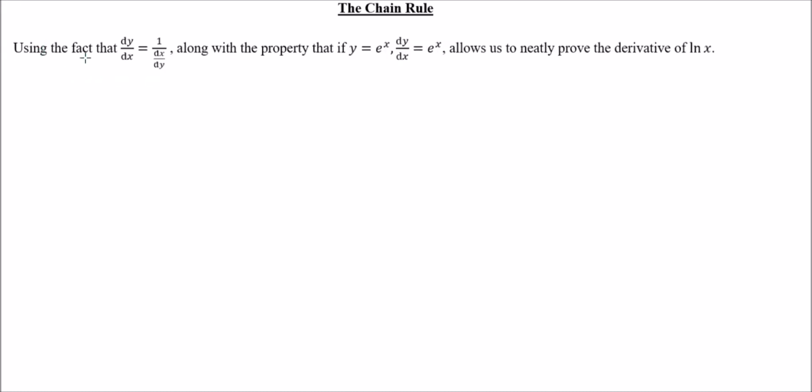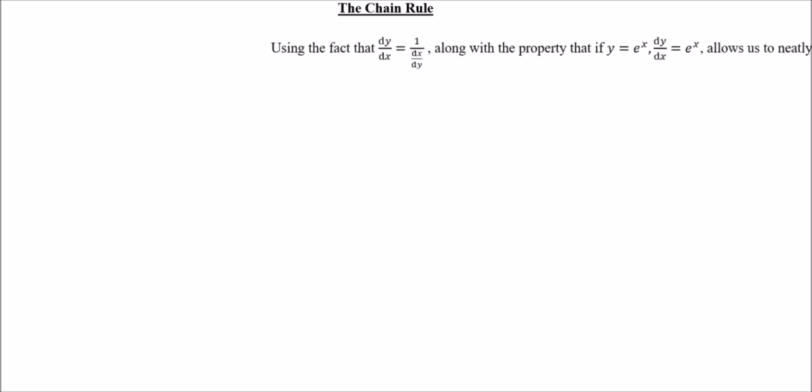We can also use the fact now that dy by dx is 1 over dx over dy, along with the property that if y is e to the x, the exponential function is its own derivative. We can now prove, finally, that the derivative of ln x is 1 over x. So let's have a look at this result and proving it.